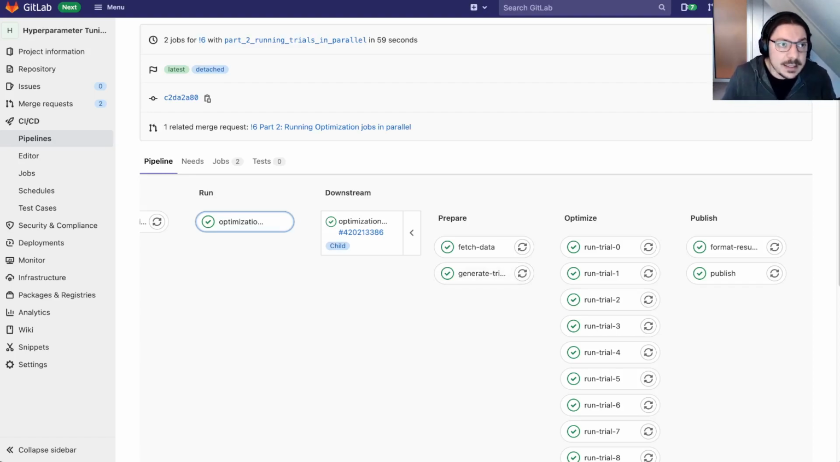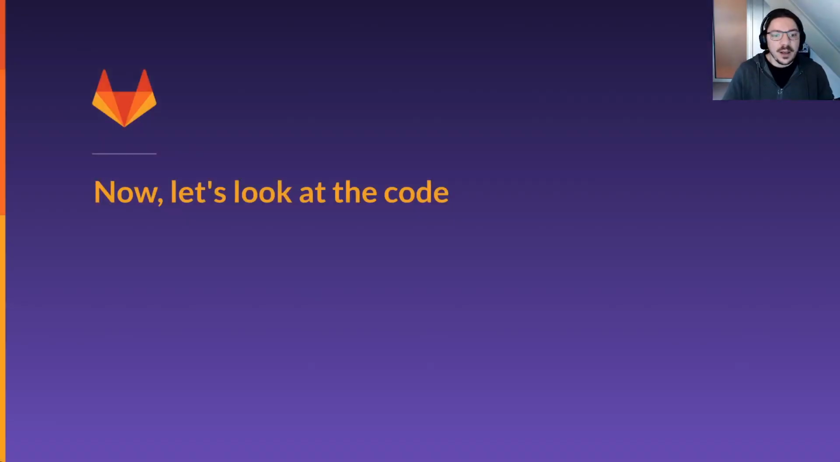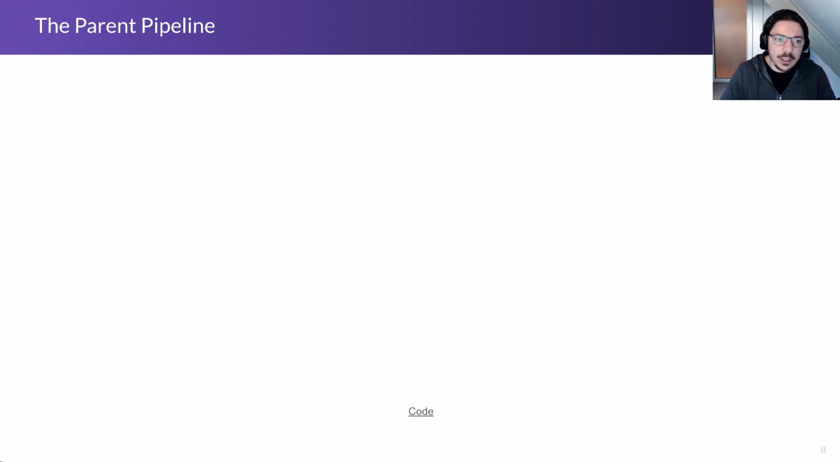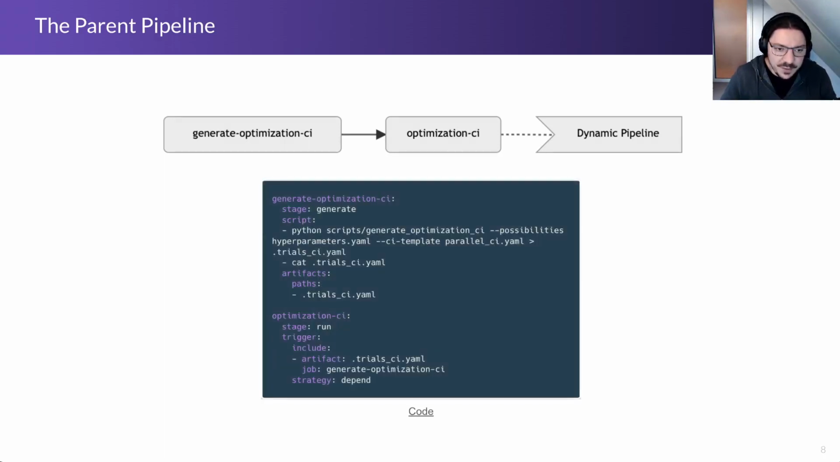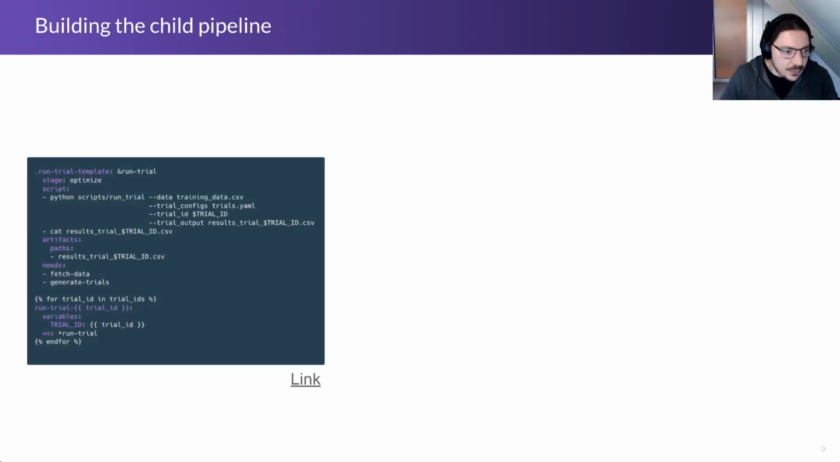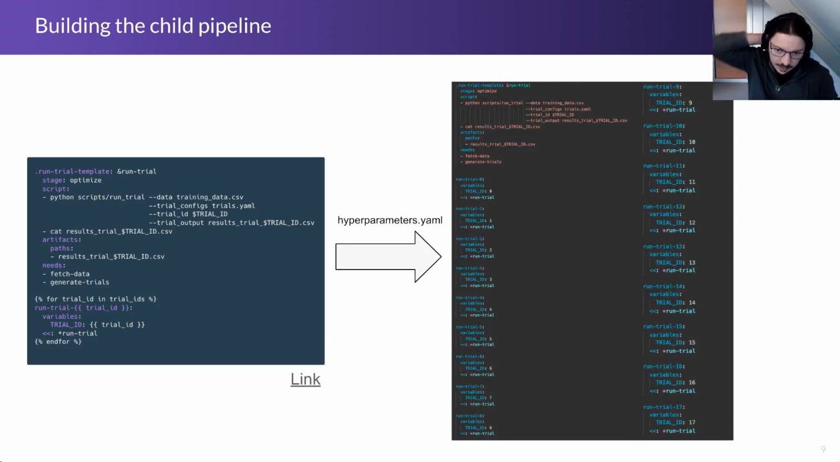So let's look at how we implemented this. First we have the parent pipeline. Like I said, very simple. The only goal is to generate the optimization CI, and then run the CI. So it's a very small configuration file, and the only important thing is the script that generates the file. It takes a template that I wrote in Jinja 2, reads the hyperparameters.yaml file, and then creates this quite large CI file. And you see how I repeated run trial 101 over and over. For each of the combinations that I have defined in hyperparameters.yaml, I have one run trial job.